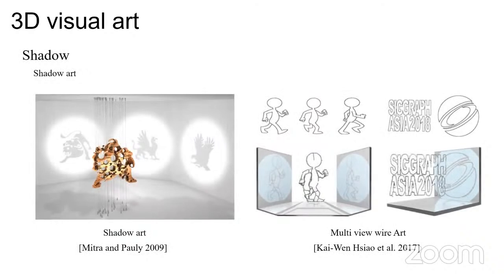The first one is shadow. We have 2 subcategories in this kind of art. The first subcategory is shadow art. The researchers studied how to modify the object's shape or even color so that when placed under a specific light source, the cast shadows form their desired patterns. Here we show 2 examples in the subcategory.